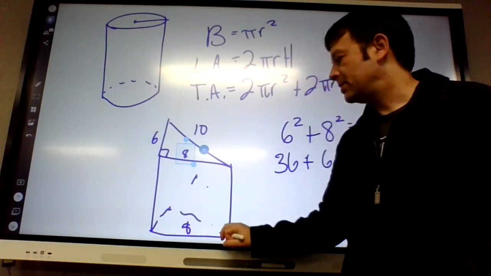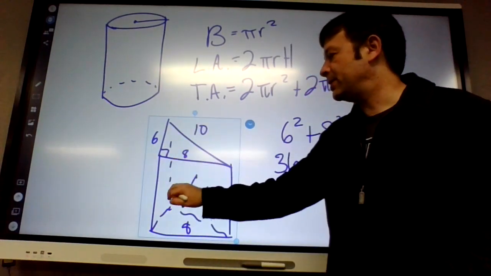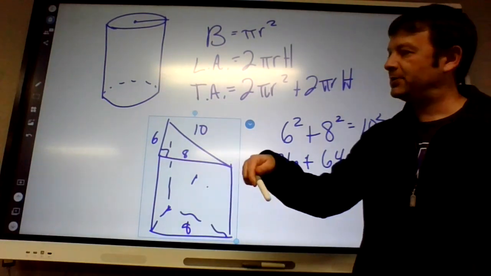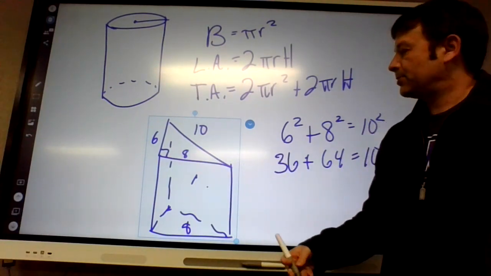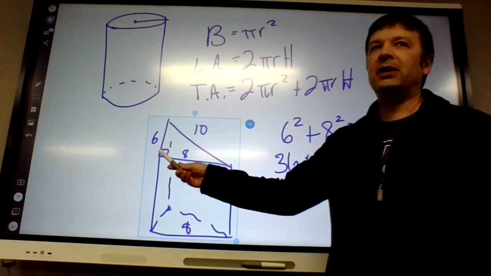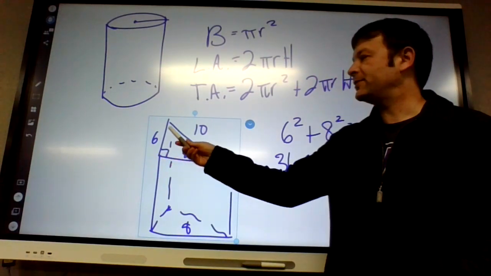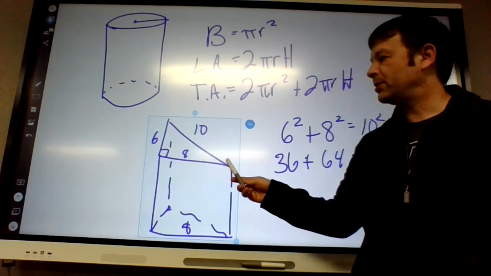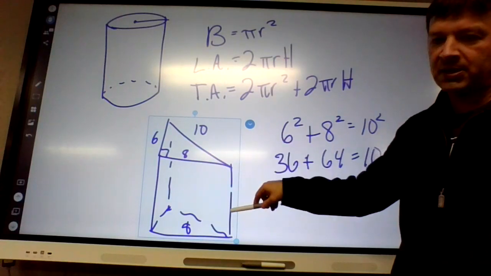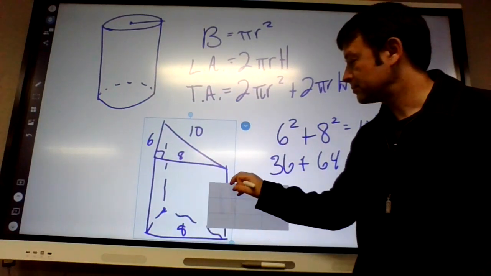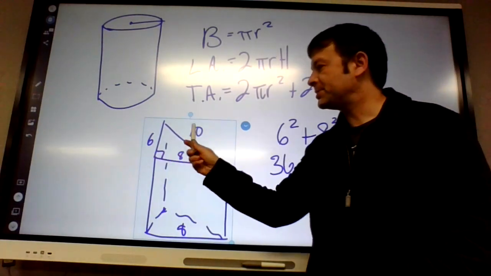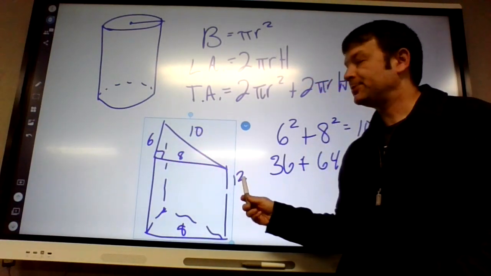But remember, we were doing the lateral area first, and then we did the total surface area second. So for the lateral area, you have to do the perimeter of the base times the height of the prism. So that plus that plus that, whatever that is, times 12. That's lateral.